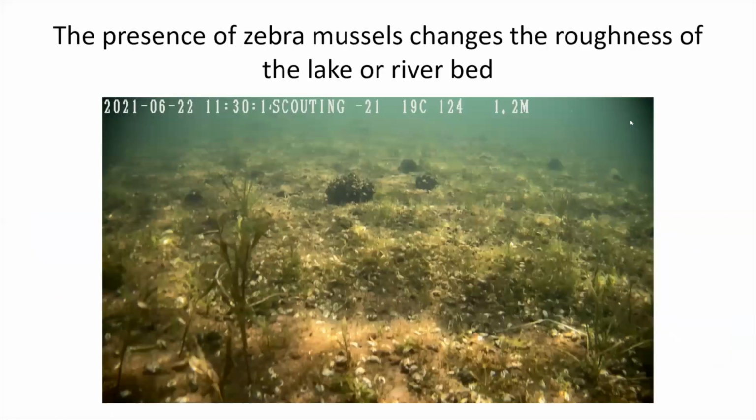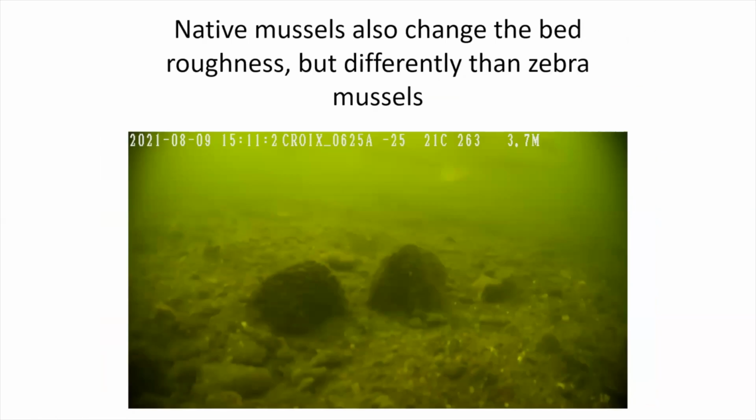As we go back to thinking about mussels, and in particular zebra mussels, the physical presence of zebra mussels can change the roughness or the characteristics of a lake or riverbed compared to the same substrate, sand, rock, or gravel, without the zebra mussels. Similarly, other benthic organisms such as native mussels may also change the bed roughness, but they do so in a different way than zebra mussels.